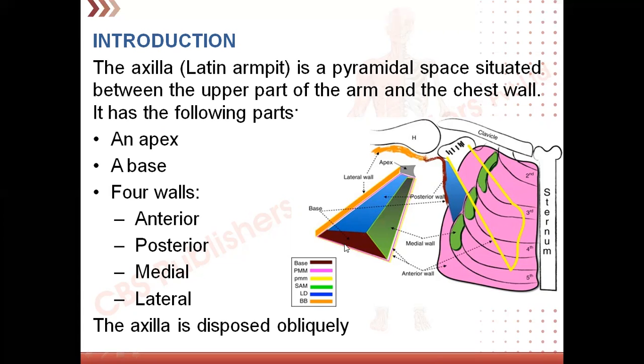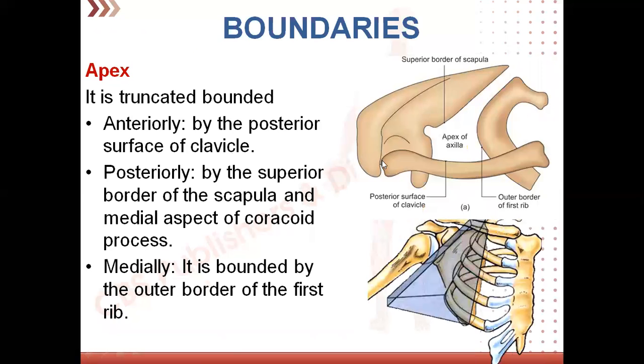It's just an overview of the many boundaries we have: the apex, the base, then the anterior wall, behind which we have the posterior wall. Near the midline is the medial wall. Away from the midline is the lateral wall. The axilla is disposed not in a straight line but obliquely. Now coming to the apex first. This area where I am keeping my pointer is the apex region.